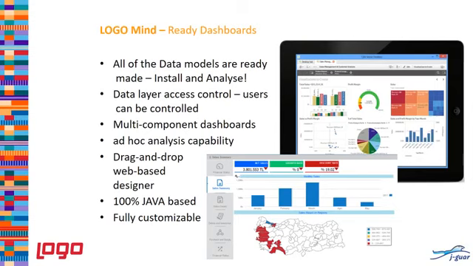There is also data access control available, so the users can be managed with their access rights, so everybody cannot see everything. Multi-component dashboards give you the capability to drag and drop and do whatever you want, from a simple bar chart or pivot table all the way down to a geomap report. You can drill down into multiple analysis levels. You can go into one item, filter it out, and check the related and interconnected items. It's 100% Java based and fully customizable.